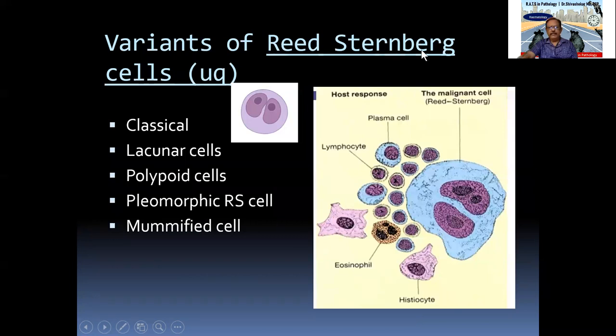There are multiple variants of these Reed-Sternberg cells. The classical cell, lacunar cell, polypoid cell, pleomorphic Reed-Sternberg cell, mummified cell. And please draw this diagram anywhere you want in Hodgkin's. It is a very simple line diagram which you can draw. It is the same picture over here. So it's an eosinophil in this case. So I think you people can draw this also. So the Hodgkin cell with the reactive cells. These are all the variants of the Reed-Sternberg cells. This I shall again show you.